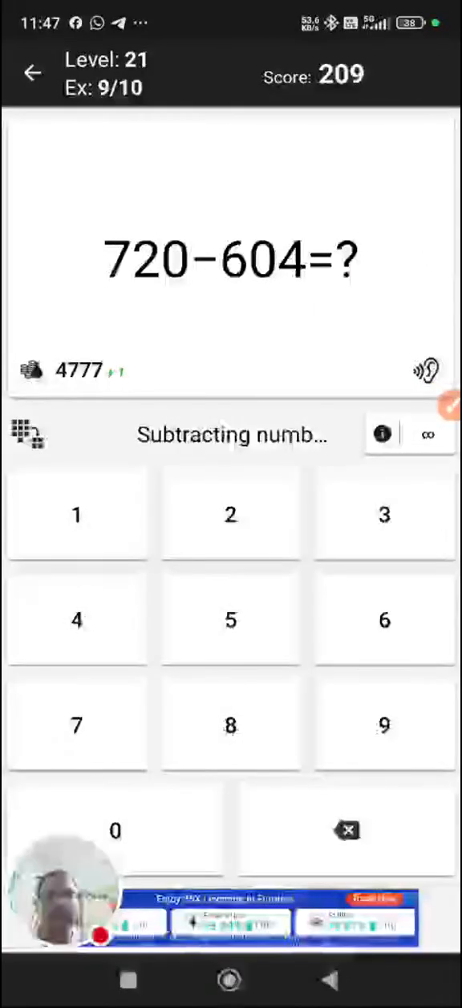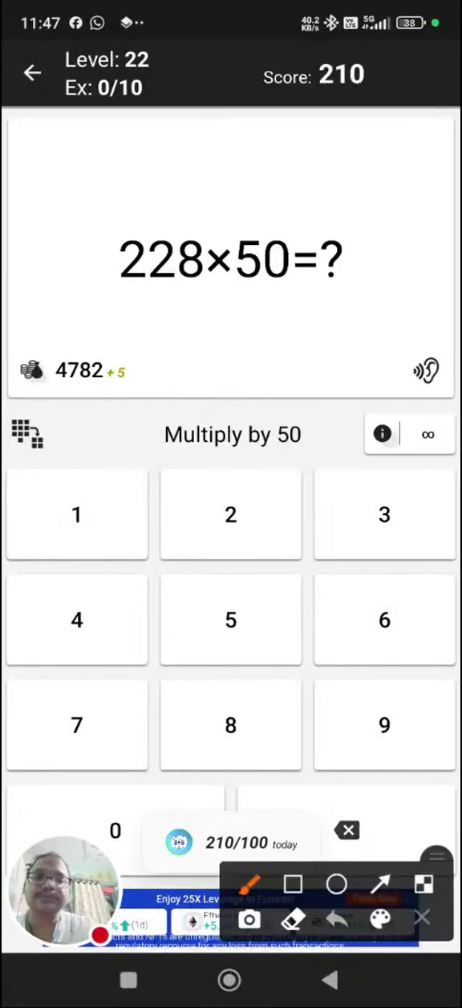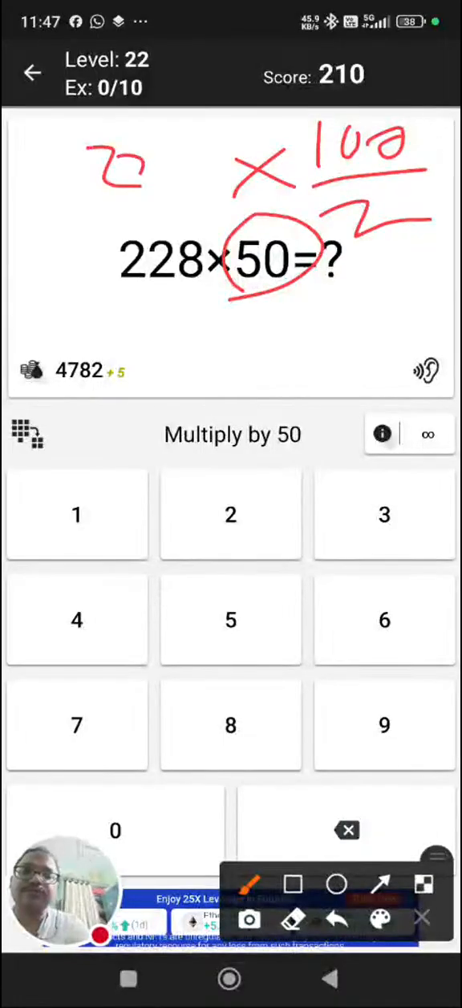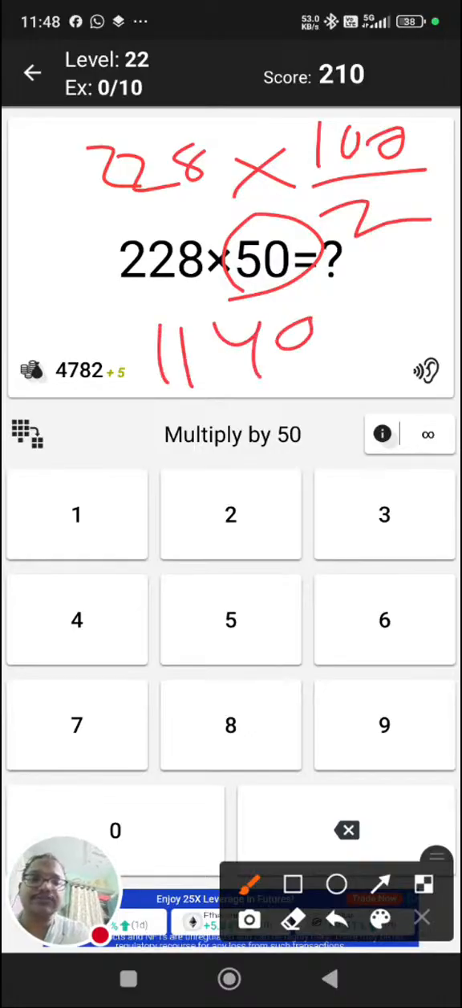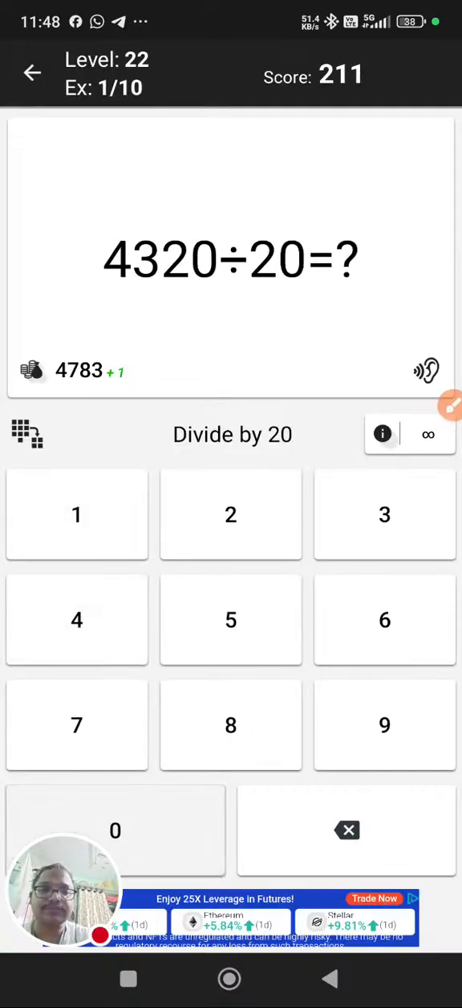Here we have 116. Instead of 50 we write 100 divided by 2 into 222. The answer is 11400.